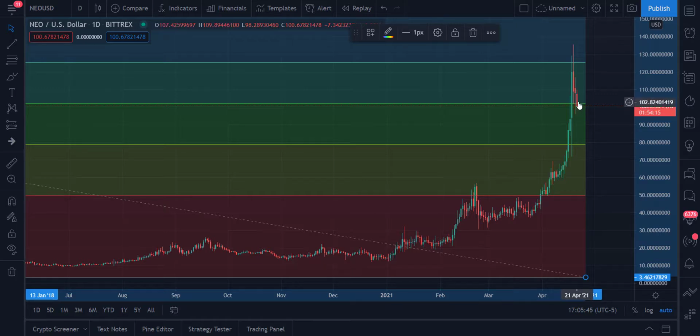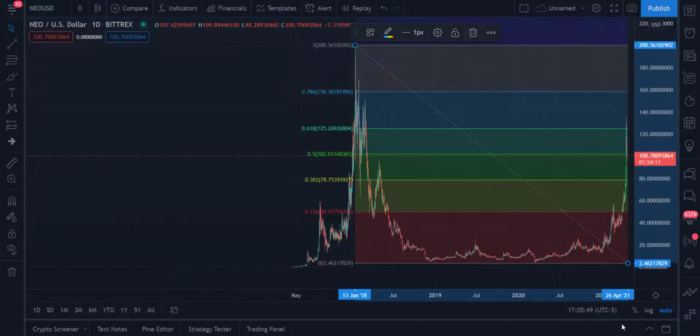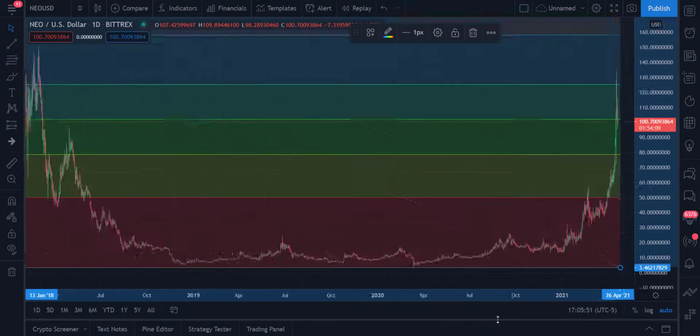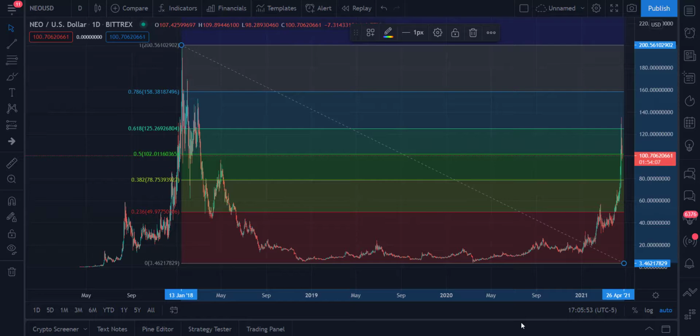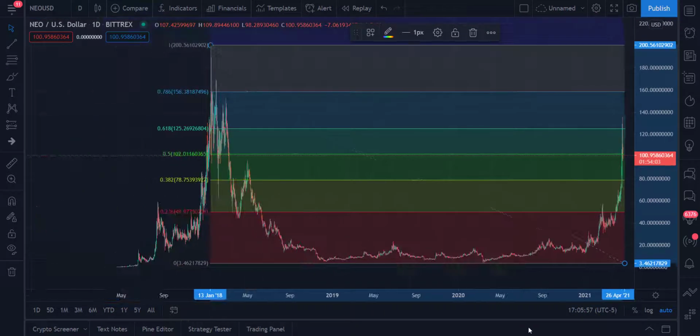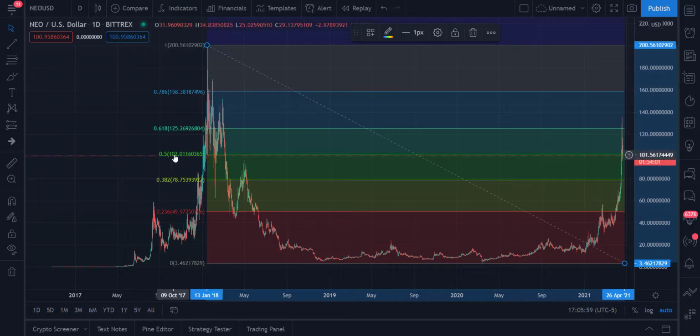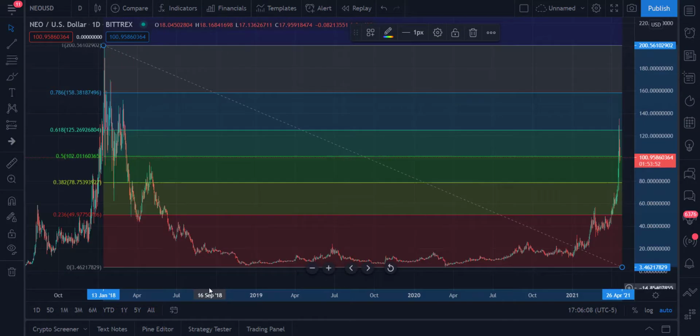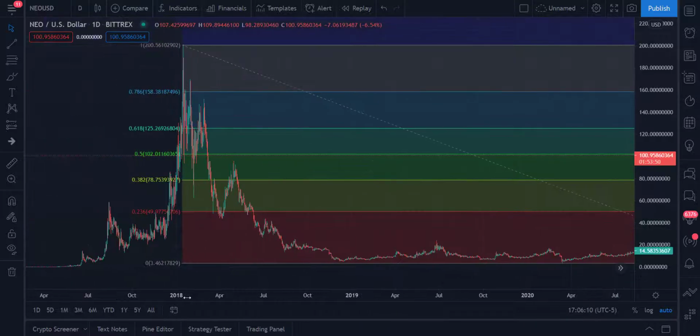So right now, we're sitting right in an area. We're sitting right on top of that 50% retracement level, or just below it. So the 50% is 102, and right now we're trading at $100. So we're right around there. This could end up playing a bit of resistance or support, just depending on how these next few days go.